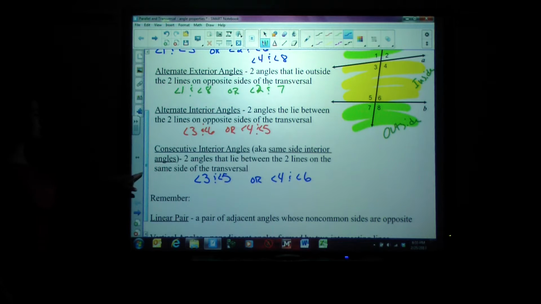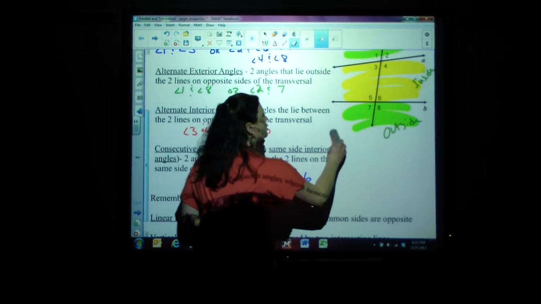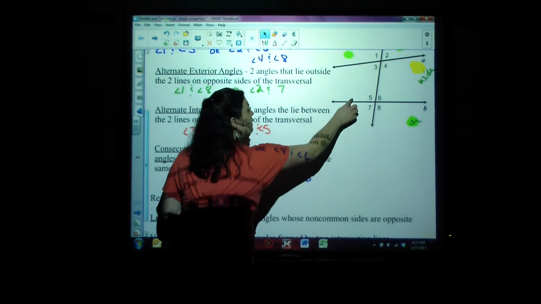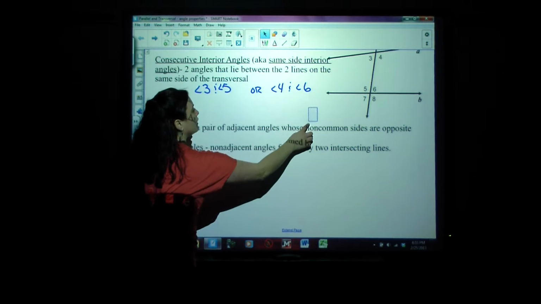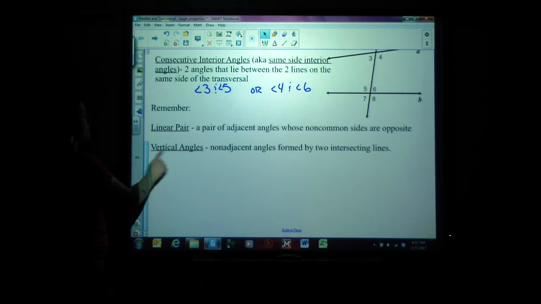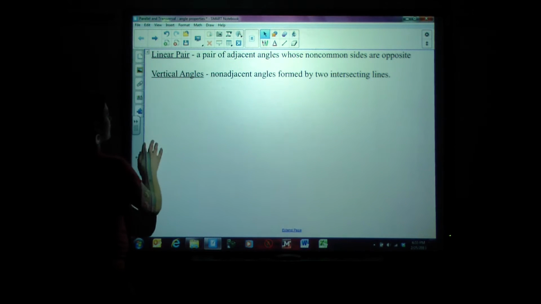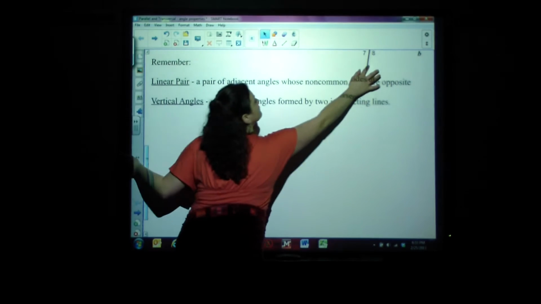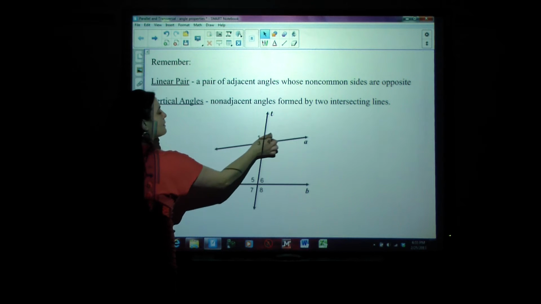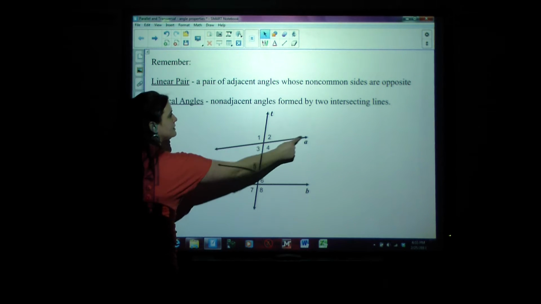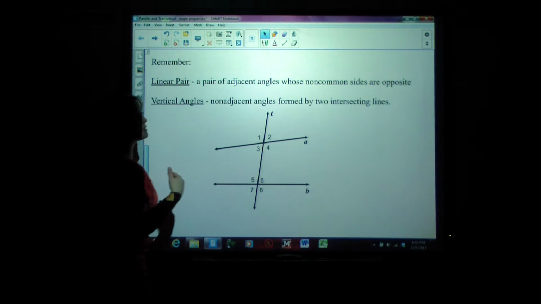Okay, let's remind ourselves of a couple of terms that I just got done talking about, and those are linear pairs and vertical angles. So linear pairs, if we remember, are a pair of adjacent angles whose non-common sides are opposite. Adjacent means they're sitting right by each other, and their non-common sides being opposite means they make a straight line.